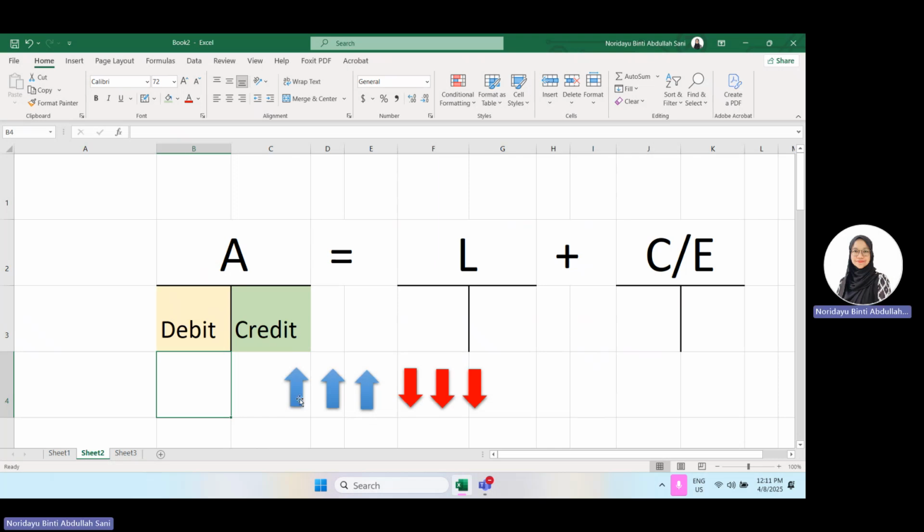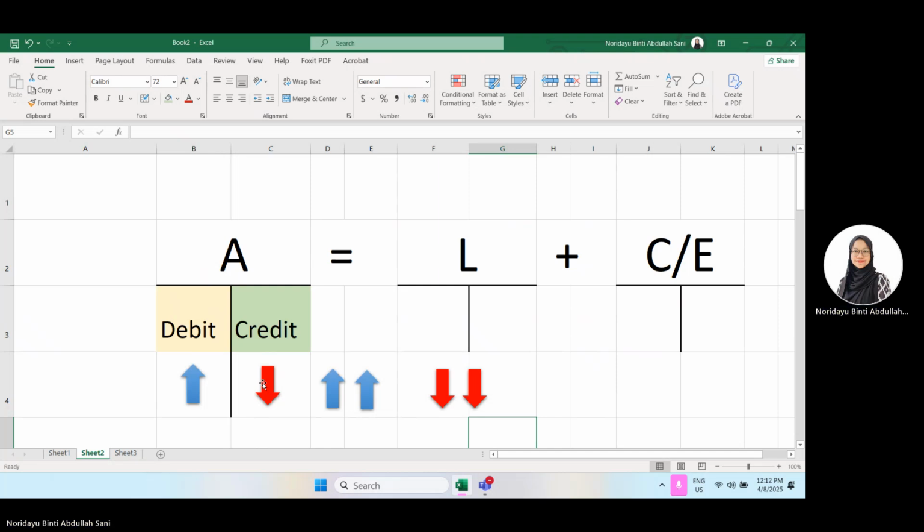You should memorize this way. Asset always increases, goes up on the debit side. And we have only two sides, right? Of course, asset will reduce on the credit side. In accounting, we don't have any other sides, yeah? Only the debit or credit. So this is your double entry actually.